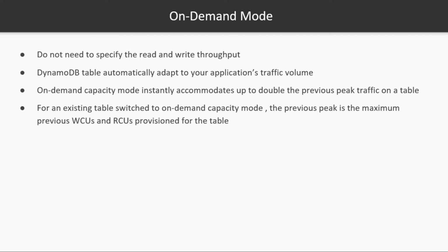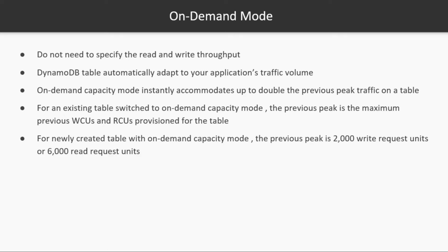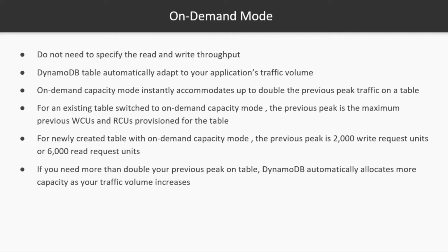For an existing table switched to on-demand capacity mode, the previous peak is the maximum previous write capacity units and read capacity units provisioned for the table. For a newly created table with on-demand capacity mode, the previous peak is 2000 write request units or 6000 read request units. If you need more than double your previous peak on a table, DynamoDB automatically allocates more capacity as your traffic volume increases. Throttling can occur if you exceed double your previous peak within 30 minutes.